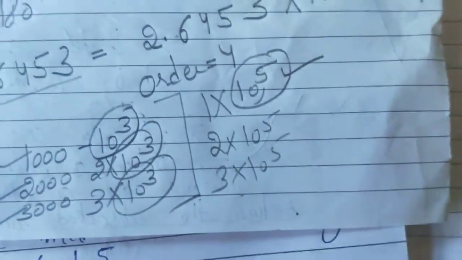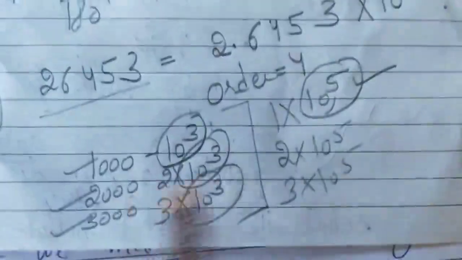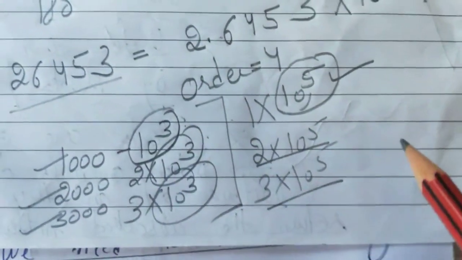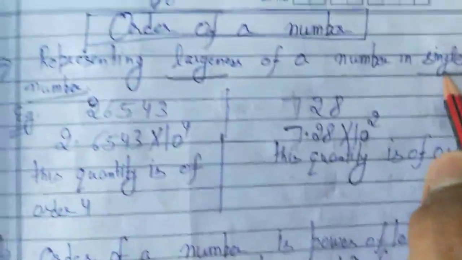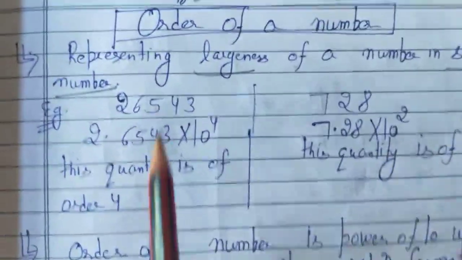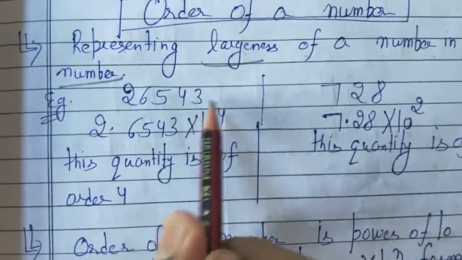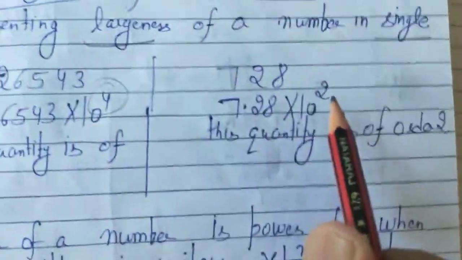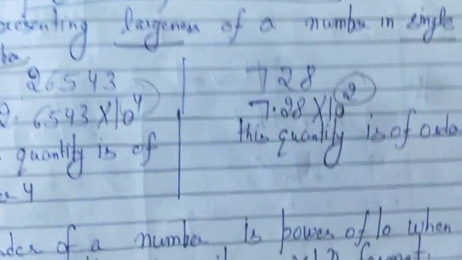So this largeness of a number, 2 lakh, 3 lakh, is represented in a small number, in a single number only. We represent the largeness of a number in a single number. For example, this number 2.6543 is of the order of 4. And this is of the order of 2. 728 was the number.